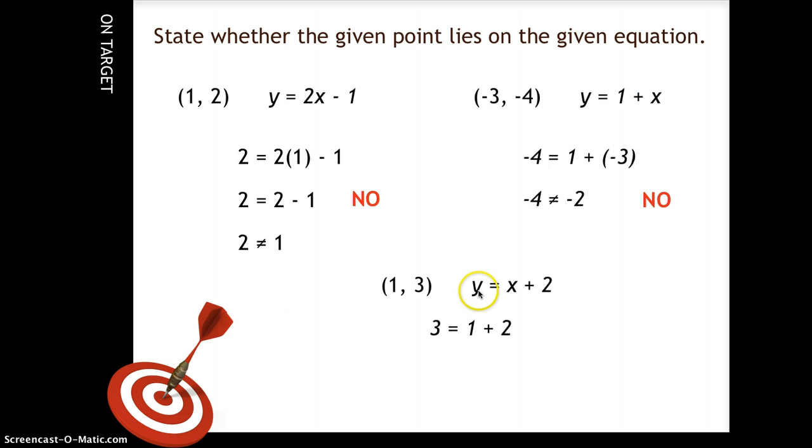Here you go. You see the y has become 3 and then the x here became 1. So let's check, are they equal? The left-hand value, is it equal to the right-hand value? Yes, because 1 plus 2 is 3, so we have the same. So 3 is equal to 3. That means point 1, 3 lies on equation y is equal to x plus 2.